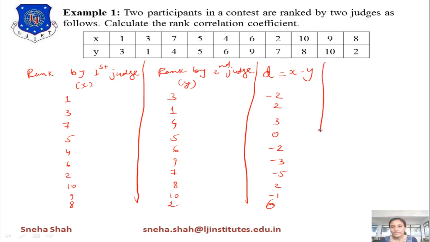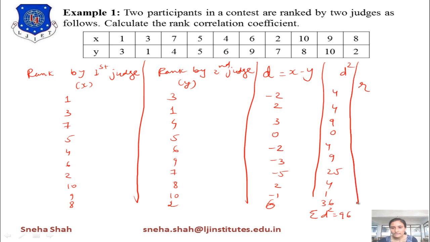Now we want to find the value of d square. The squares are 4, 4, 9, 0, 4, 9, 25, 4, 1 and 36. If I add all these values, it gives us the summation d square, and the answer equals 96. Now you can see the value of r. What is the equation of r?